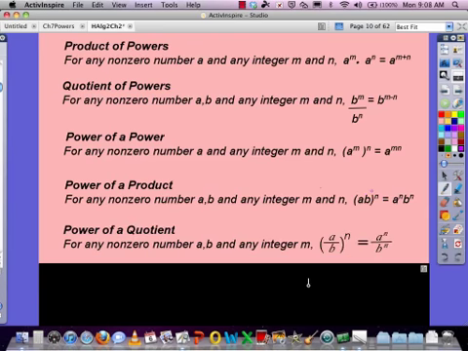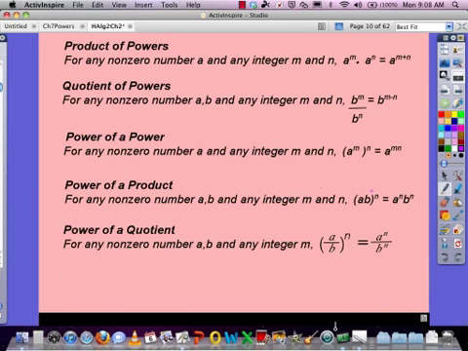Power of a quotient. Again, you have a division problem to start with and a power on the outside. So both the numerator and denominator must get a piece of that exponent. So there's 5 more properties there that you should be familiar with from Algebra 1, and we will be using those in detail in our work today.